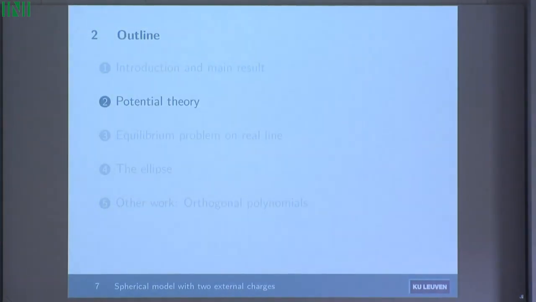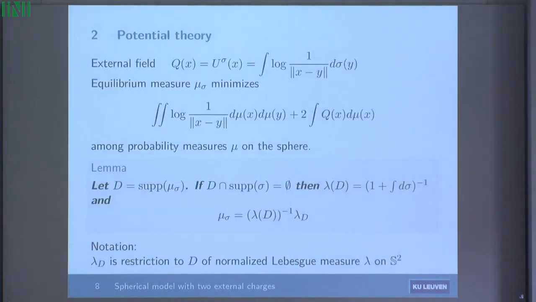So there's some potential theory coming in. This is about a large n result. We take a limit where n goes to infinity. Then this turns into a potential theory problem where we have an external field. This is very similar to what we saw in the last talk, and also yesterday, I guess. But here we are on the sphere.